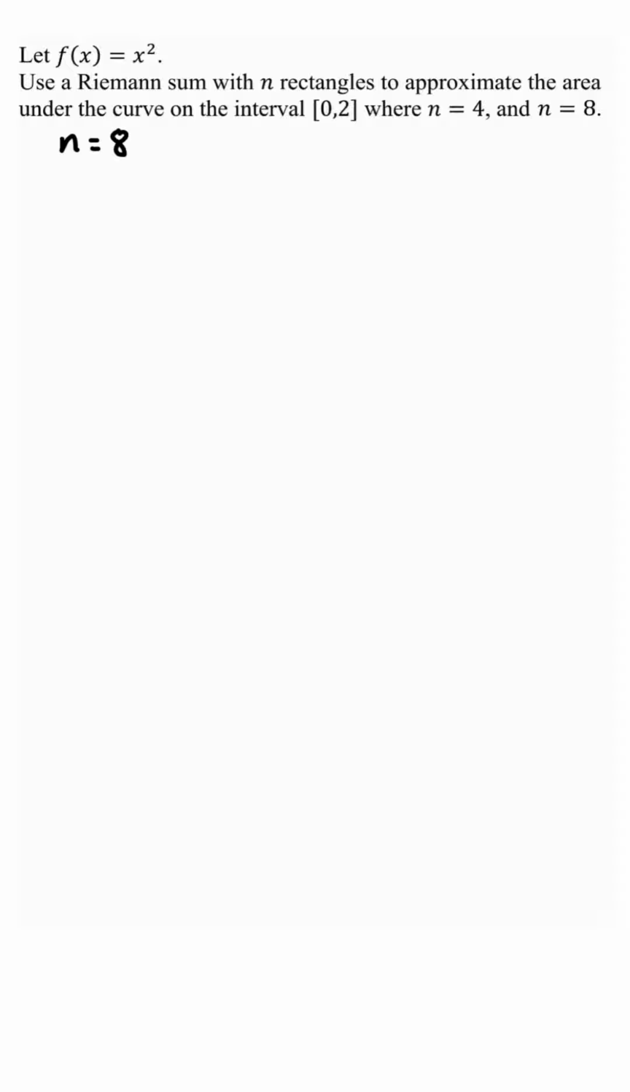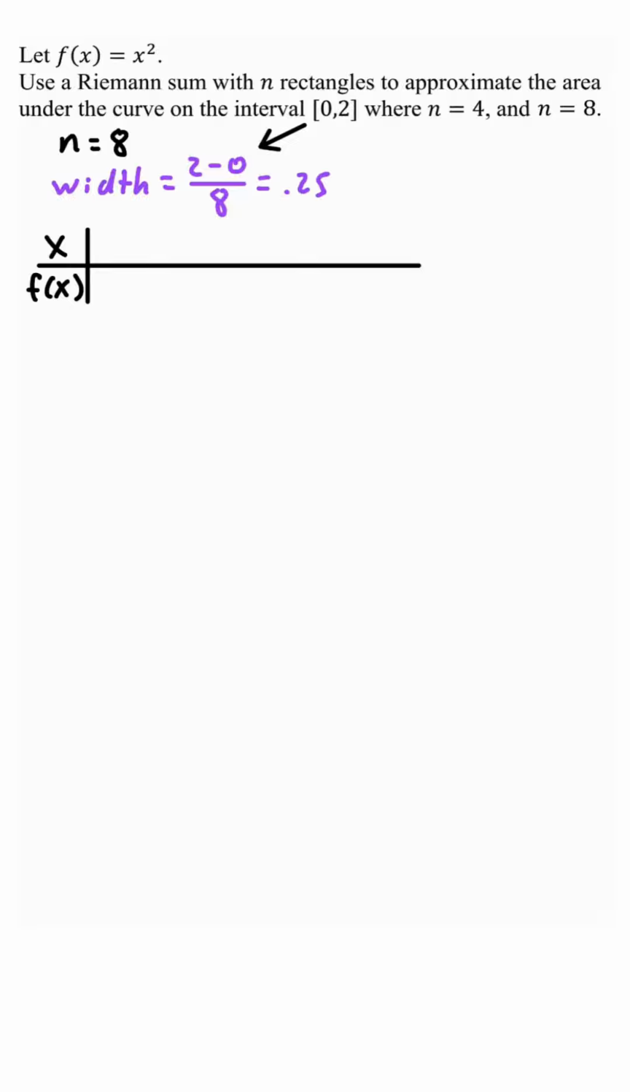For n equals 8, we need to find the width. The width will be 2 minus 0, that comes from the interval again, divided by 8, which is the 8 rectangles. Simplify that, you get 0.25. So make our table of values.